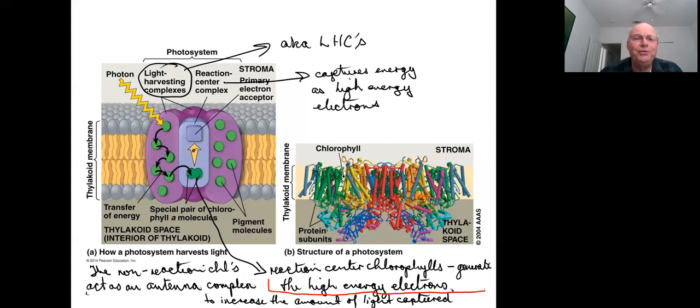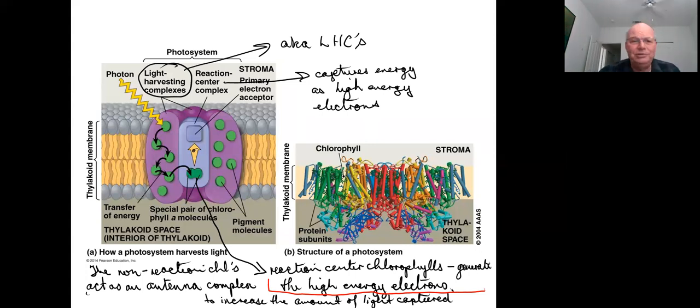It's a unique feature of the dish that it allows it to reflect it to a central point to capture, to increase the amount of energy that's being captured. And the light harvesting complexes basically do the same thing. So it turns out that there are two of these photosystems in leaves, known as photosystem 1 and photosystem 2. And each have their pair of reaction center chlorophylls generating these high energy electrons.